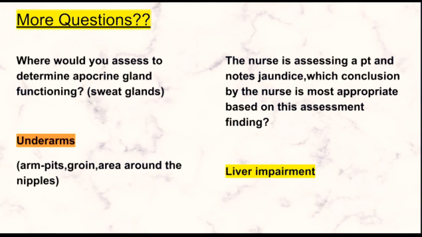Okay, here's the next question. The nurse is assessing a patient and notes jaundice. Which conclusion by the nurse is most appropriate based on this assessment finding? So the patient has jaundice. The first thing that should definitely come to your mind would be a liver impairment. Okay, moving on to the next ones.